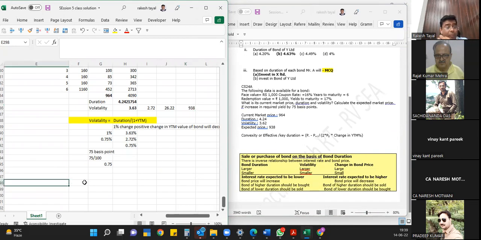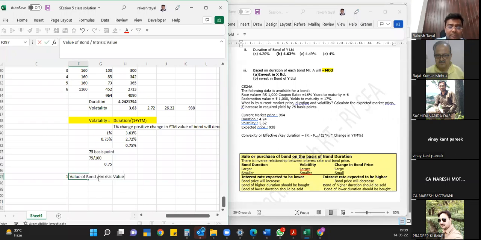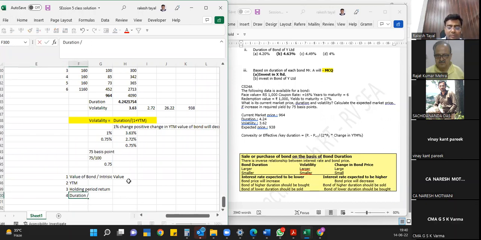सो ड्यूरेशन बॉन्ड के अंदर first again I am repeating, first we have to calculate value of bond, intrinsic value जो questions आते हैं, then calculate YTM, calculate holding period return, then we have to calculate duration or Macaulay duration, both are the same.